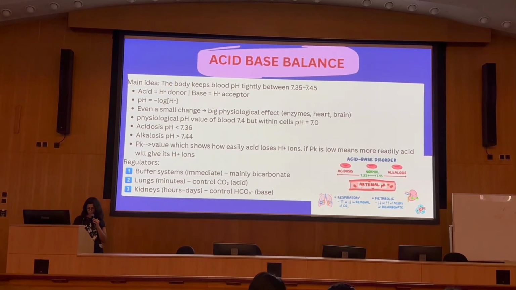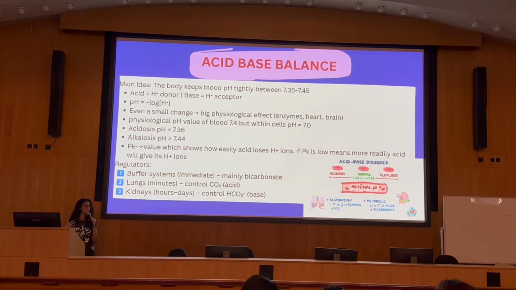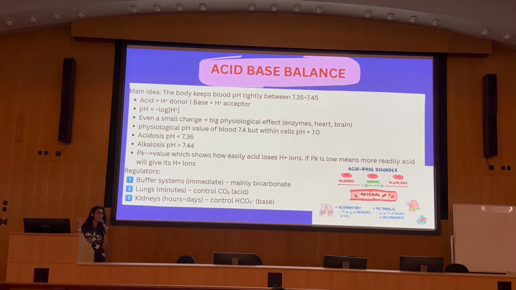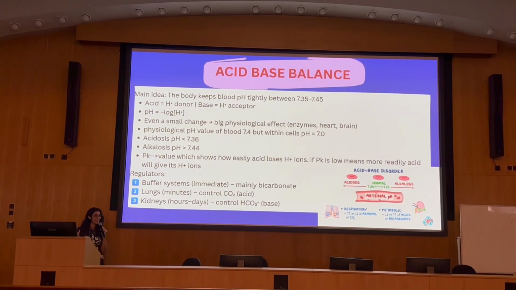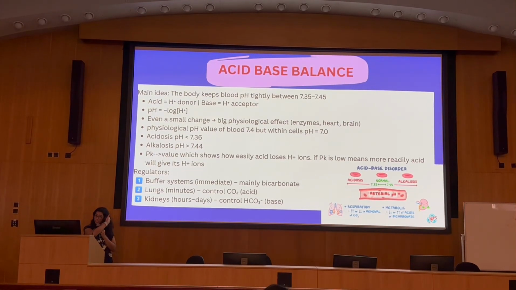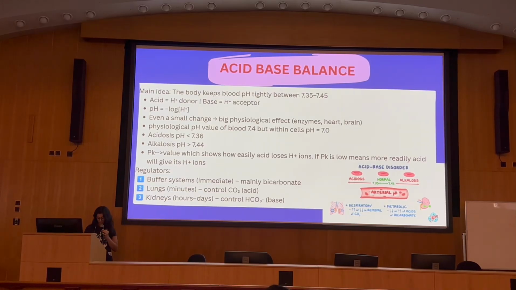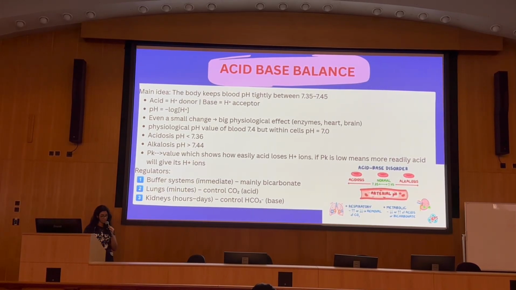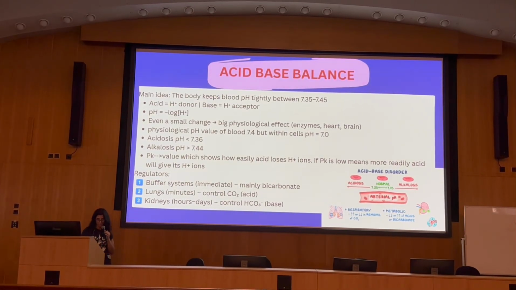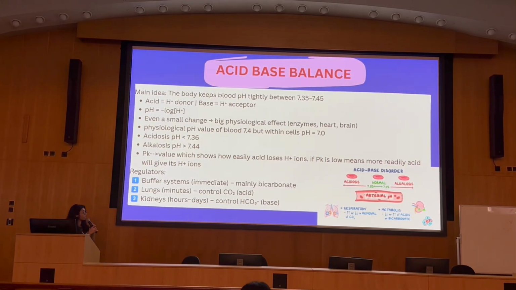And you have your lungs. Lungs will respond within minutes, and what they'll do is try to adjust the carbon dioxide, which is basically the acid in our body. And then you have kidneys. Kidneys are slower. They control the bicarbonate ion, HCO3 minus, and that acts as your base. And in short, buffers are your firefighters, lungs are your ventilators, and your kidneys are your long-term pH managers.